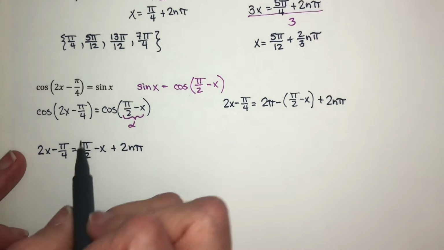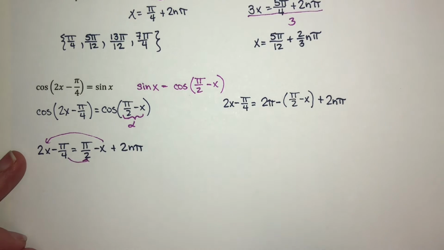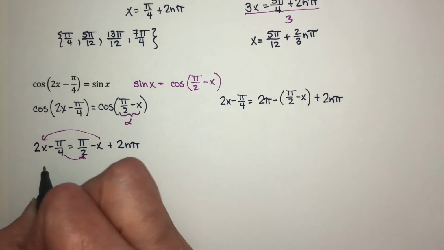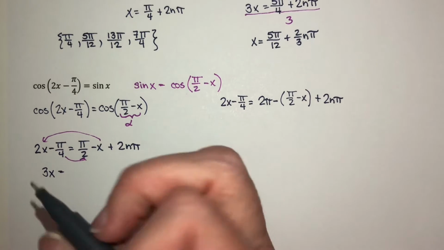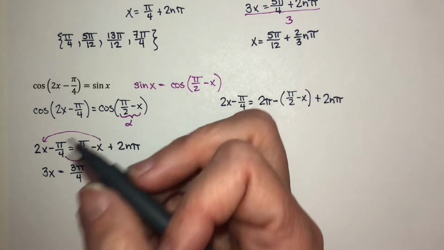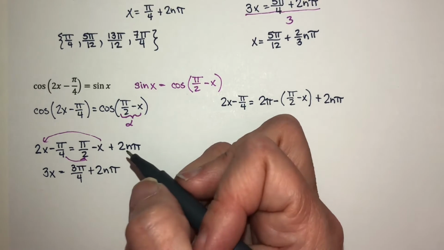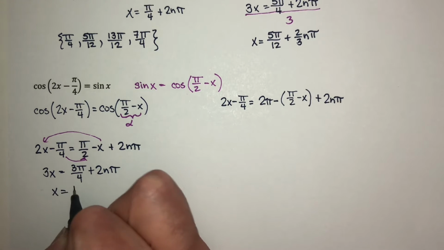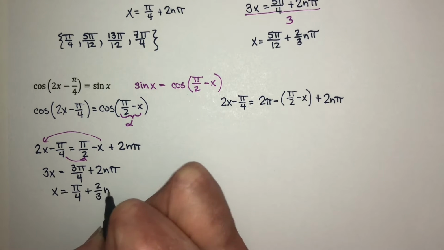Okay, so if we add x here and we add pi over 4 here, then we get 3x is equal to 3 pi over 4 plus 2n pi. And then if we divide everything by 3, we get x is equal to pi over 4 plus 2/3 n pi.